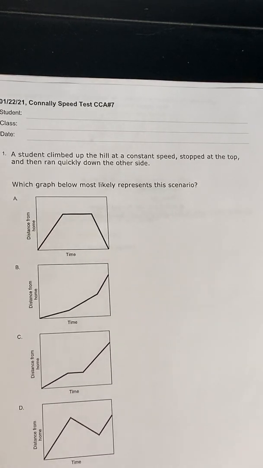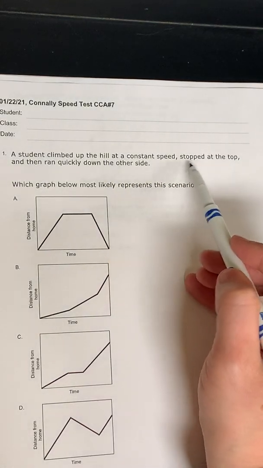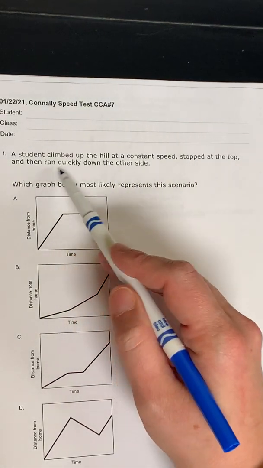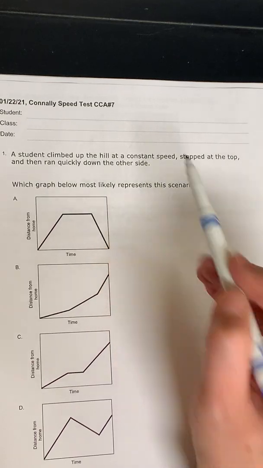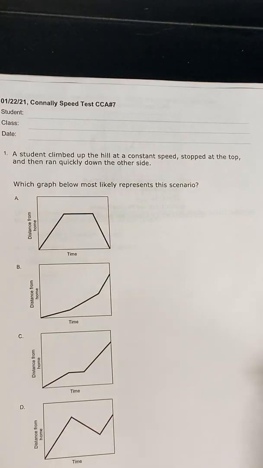Number one: a student climbed up the hill at a constant speed, stopped at the top, and then ran down quickly down the other side. Which graph below most likely represents this scenario?